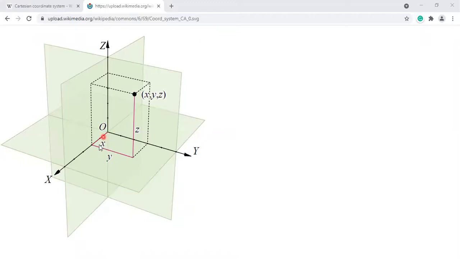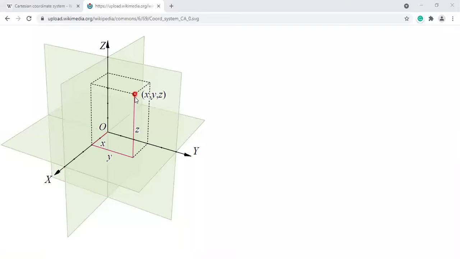So we have the x axis, this is the y axis, and this is the z axis. This is the Cartesian coordinate system. Any point in three dimensions can be defined by three coordinates, x, y, and z. What does this x correspond to? The x is the x coordinate of the point.